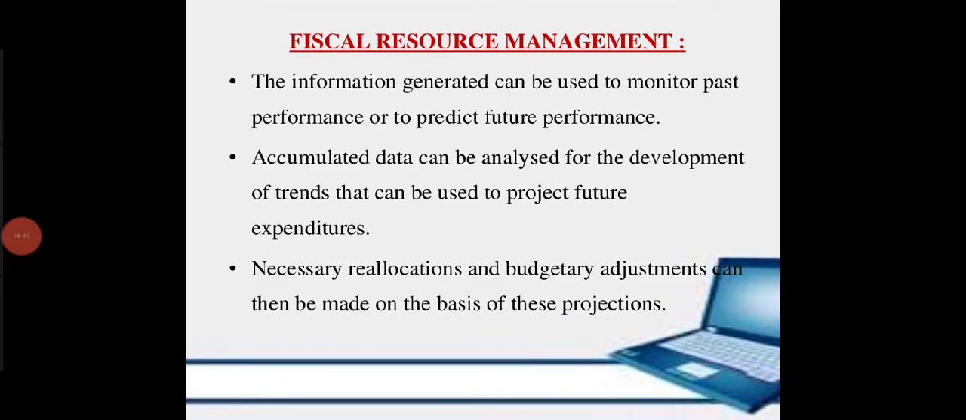What is fiscal resource management? The information generated can be used to monitor past performance or to predict future performance. Okay, past: how it was done, and future: how it can be done. This can be predicted by using fiscal resource management. Accumulated data can be analyzed for the development of trends that can be used to project future expenditure. New technology can be brought up, and we can use the accumulated data to improve the care. And necessary reallocation and budgetary adjustment can then be made on the basis of these projections. We will know how the future technology will be, how the future care will be, and based on that we can make a budget.